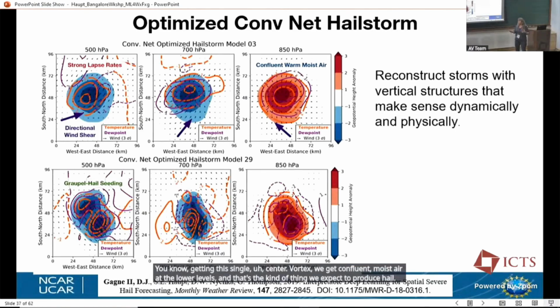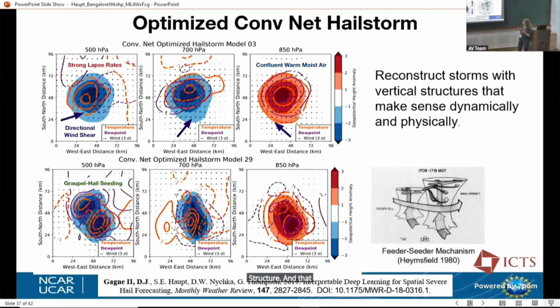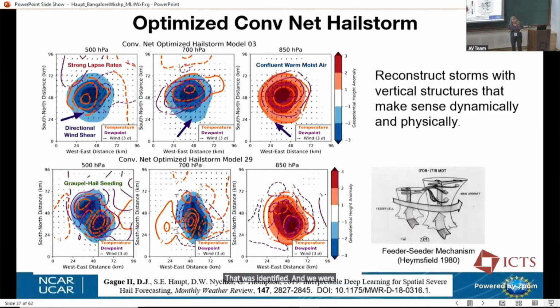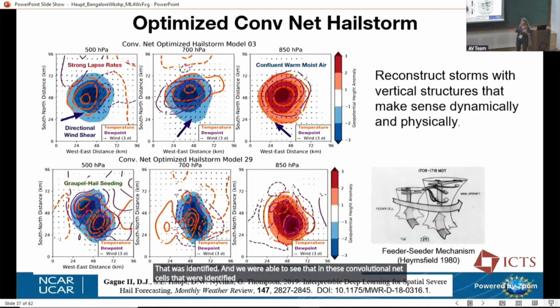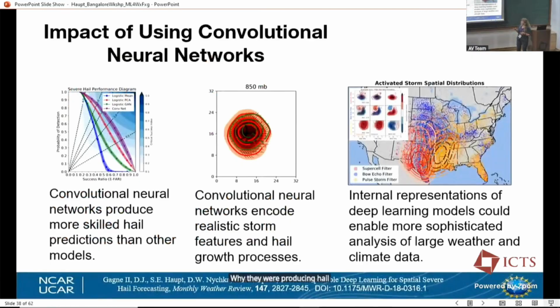But in addition, he got pictures like this that had a dipole structure, and that actually had been found by Heimsfeld years before, where there is this graupel hail seeder-feeder mechanism that was identified. And we were able to see that in these convolutional net cells that were identified, and we could understand why they were producing hail in this case.